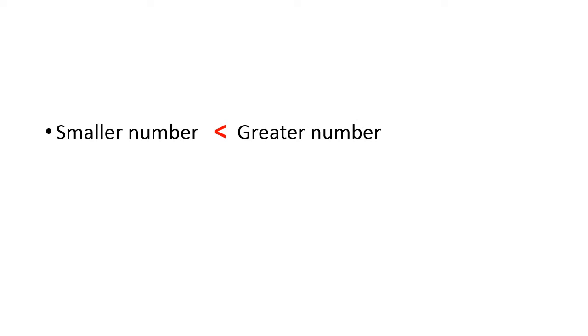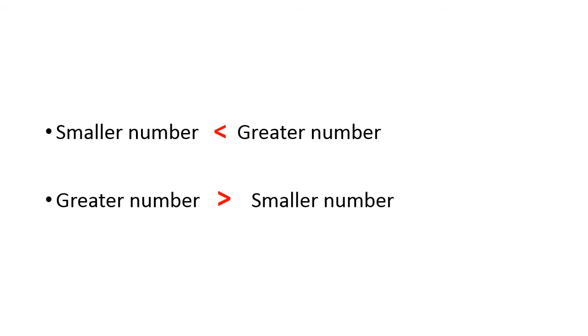Whenever we write the less than symbol, the lesser number, that is the smaller number, should come first, then you write the less than symbol, then you write the greater number. The same way, whenever we write the greater than symbol, the greater number should come first, then the greater than symbol, then the smaller number. Okay, you have to keep this in your mind whenever you write less than and greater than symbols.